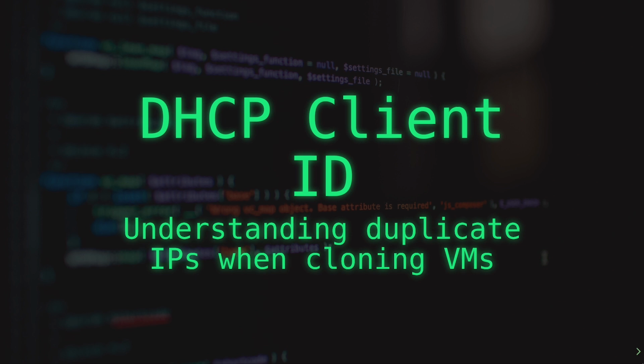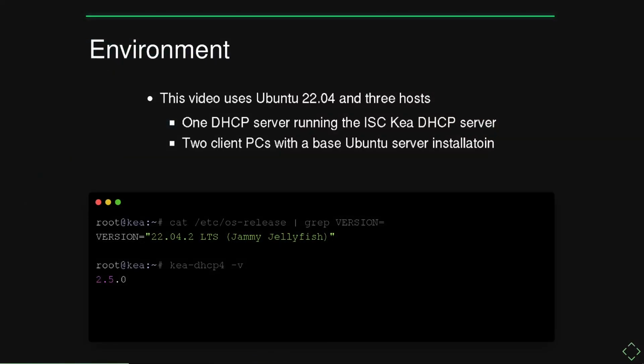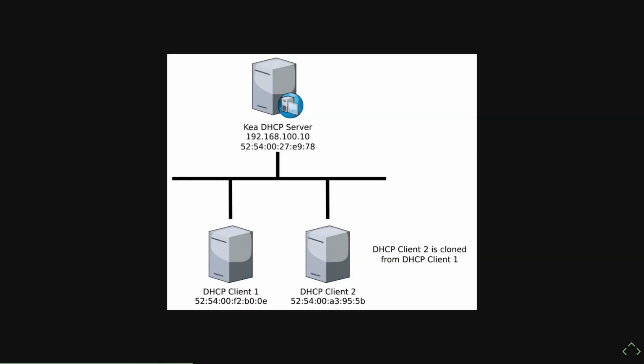in some operating systems. So really quickly, if you want to follow along with this video, I'm using Ubuntu 22.04 and I'm using a topology with 3 hosts, and I'll show you a diagram in a second. One of those hosts is a DHCP server running the Kea DHCP server from ISC, and the other 2 are just clients with basic Ubuntu installations. And this is our topology.